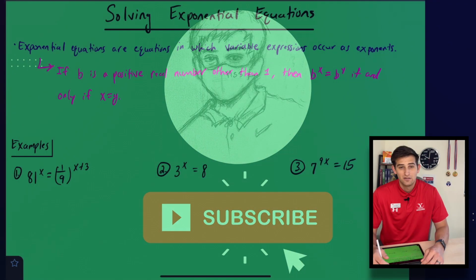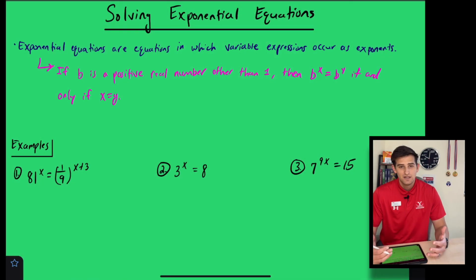Hello everyone, in this video we're going to look at how we can solve some exponential equations. Exponential equations are just equations in which variable expressions occur as exponents. We can follow along with what's in pink here to solve these. If b is a positive real number other than 1, then b to the x power is equal to b to the y power if and only if x is equal to y.